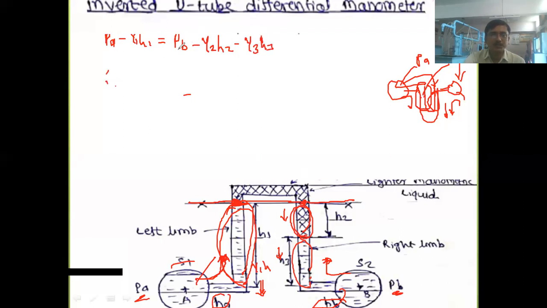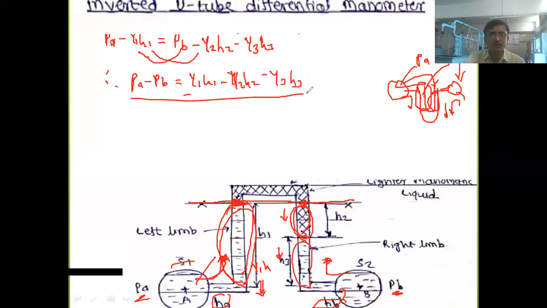So now, taking this PB on the LHS and this gamma 1 H1 on the RHS, I can write PA minus PB is equal to gamma 1 H1. As it is minus here, it will become plus here: gamma 1 H1 minus gamma 2 H2 minus gamma 3 H3. So this is the equation that we derived in the previous lecture: PA minus PB is equal to gamma 1 H1 minus gamma 2 H2 minus gamma 3 H3.